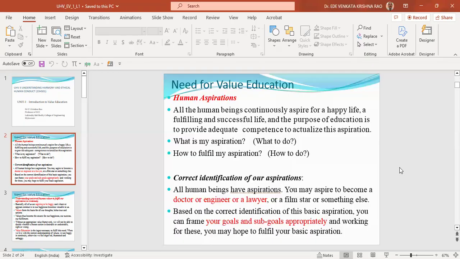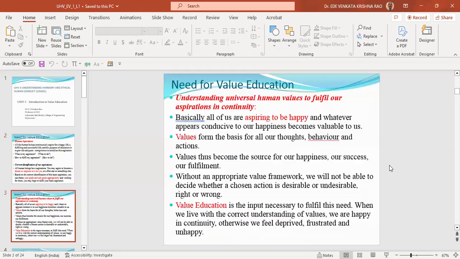Suppose you want to become an engineer, a doctor or a lawyer, how to fulfill those aspirations. So what is your goal and how to achieve that goal? That is fulfilling your aspirations. Finally, what is your ultimate aspiration, to live happily, continuously living happily. So happy living, that is required.